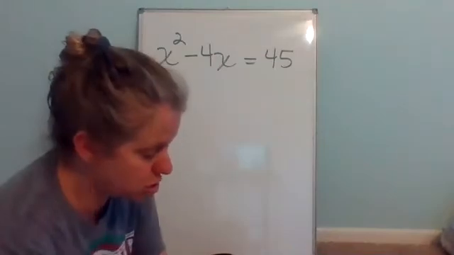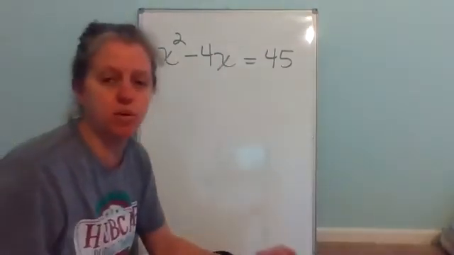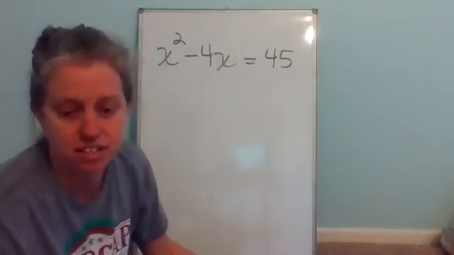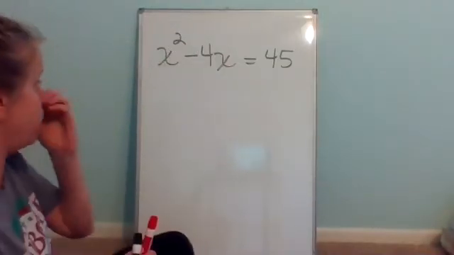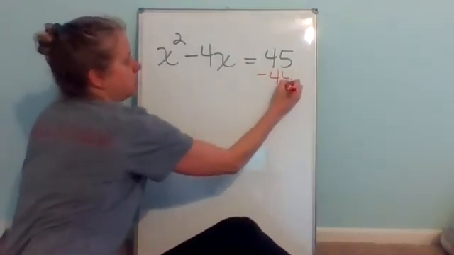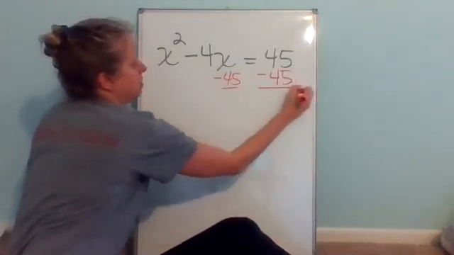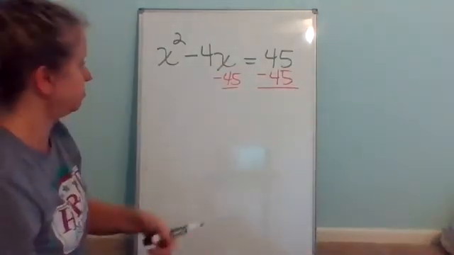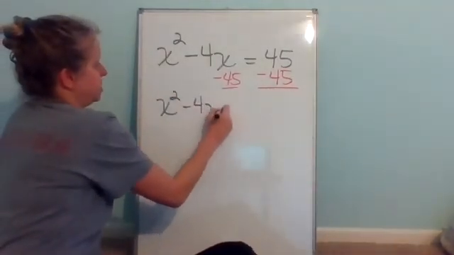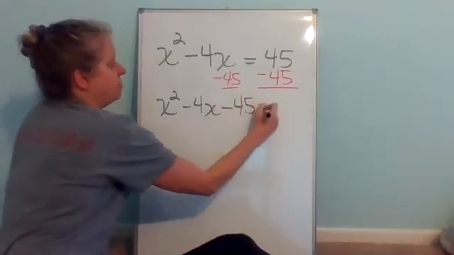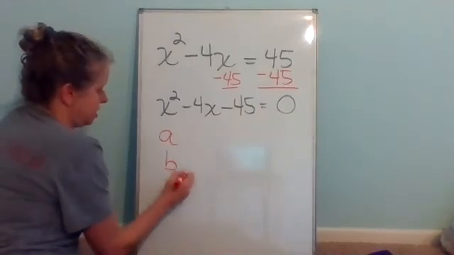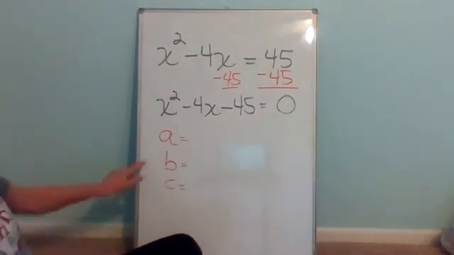Okay, before you can use the program, your equation has to be set equal to 0. If not, one of your A, B, or C is going to have the wrong sign. So before I can enter any numbers into my program, I have to set it equal to 0, which means move this term over here to the left by subtracting 45 from both sides. So here, I've got the x squared, then the minus 4x, then that minus 45 equals 0.